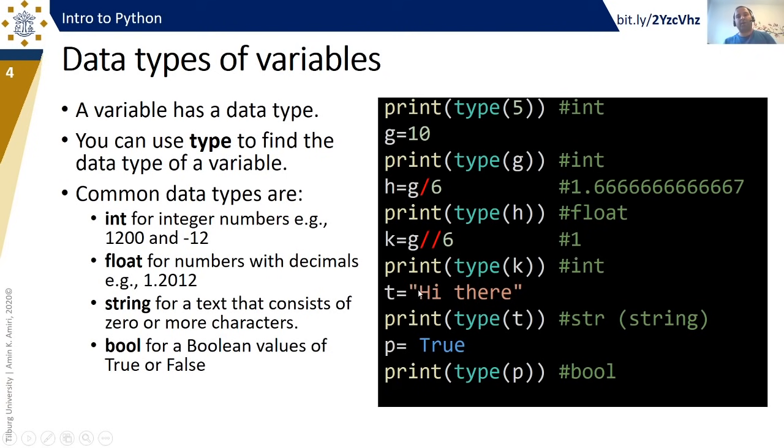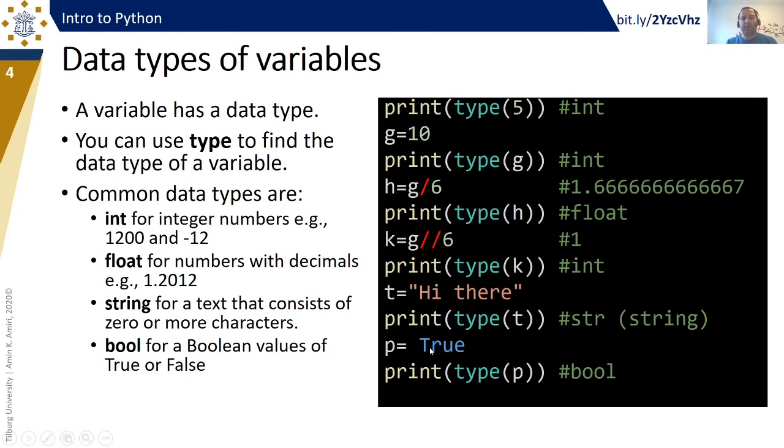Another data type is a string. A string is shown using 2 quotations or 2 apostrophes. For example, hi there is a string here because it's enclosed between 2 quotations. When you use type t here, for example, str is printed. That shows that this is a string. A string is a text that consists of 0 or more characters.